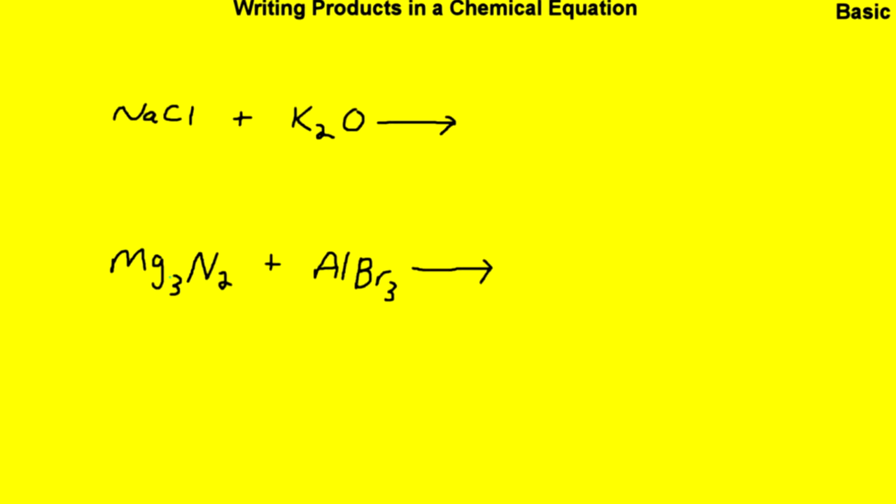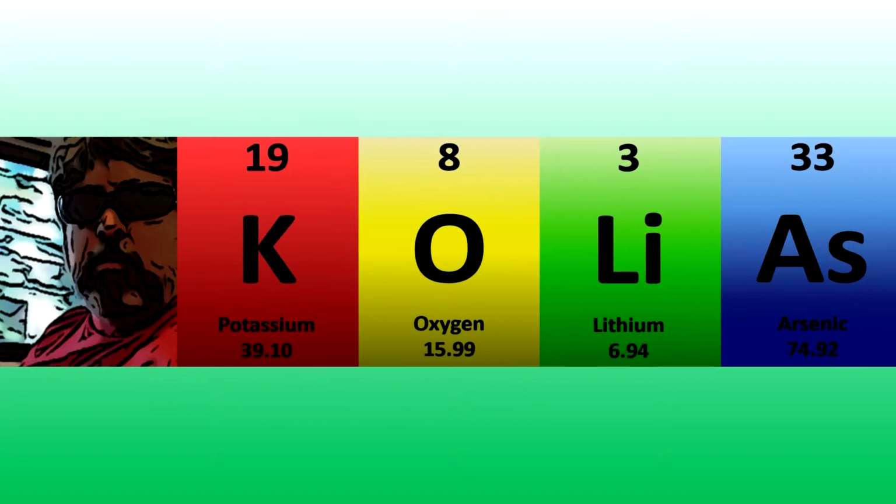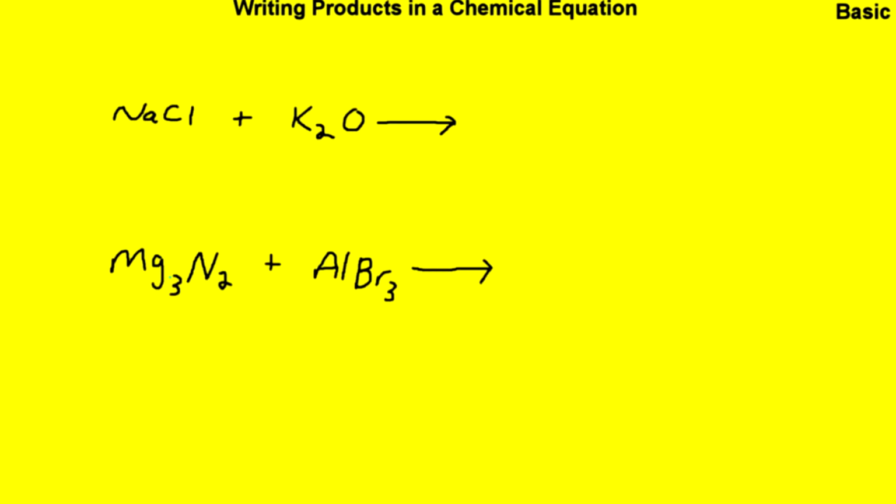So we're going to talk about writing products in a chemical equation. Here we go. First we're going to start off with the basics. Here we have two examples. Notice that these are ionic compounds, meaning we have a metal with a nonmetal. Metals are always first, nonmetals are always second, with another metal and another nonmetal.